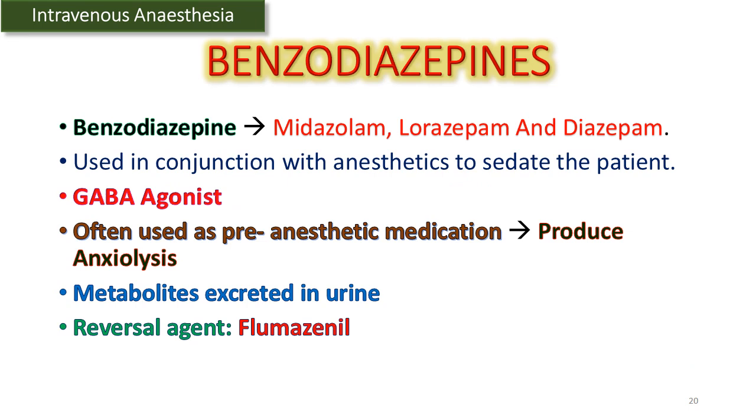Benzodiazepines are slow inducers, and in addition to pre-anesthetic medication, benzodiazepines are now frequently used for induction, maintenance, and supplementing anesthesia as well as for conscious sedation. Midazolam, lorazepam, and diazepam are mainly used for these actions. It is used in conjunction with anesthetics to sedate the patients. It is a GABA agonist and often used as pre-anesthetic medication to produce anxiolysis. Metabolites are excreted in urine, and the reversal agent for benzodiazepines is flumazenil.